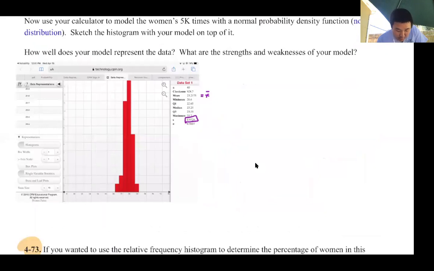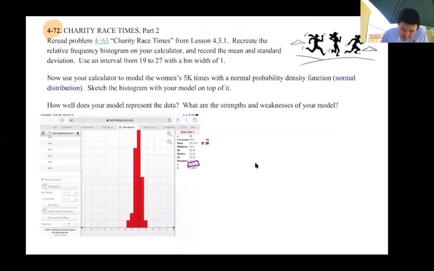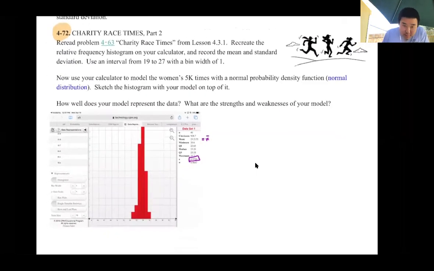Now you calculate the model of the women's 5K times within the normal distribution. I'm having a hard time.